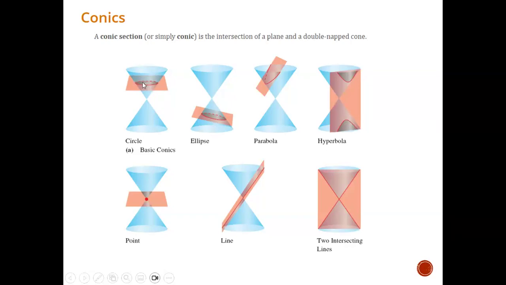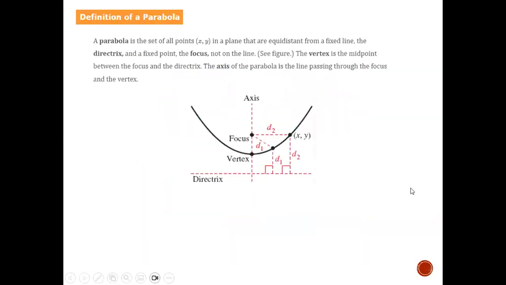So if we intersect like this, we get a circle. If we tilt it, it's an ellipse, which is more elongated. If you tilt it where the plane comes out at the top or bottom, it's a parabola. Where it intersects both of those cones is a hyperbola. Right at the tip, it's a point. If it intersects both in this way, it's a line, and then you have two lines. So we're focusing more on the ellipse, parabola, and hyperbola conics today.